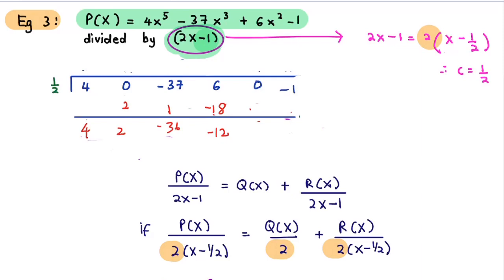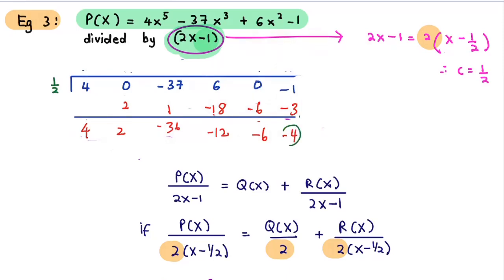Then minus 12 times half, this is minus 6. 0 plus minus 6, this is minus 6. And last one, minus 6 times half, this is equal to minus 3. And then minus 1 plus minus 3, this is minus 4.